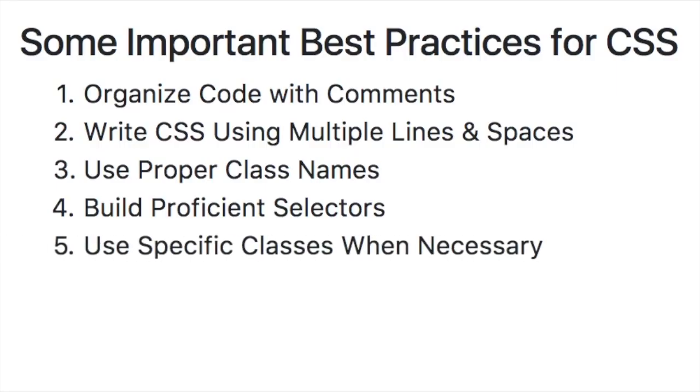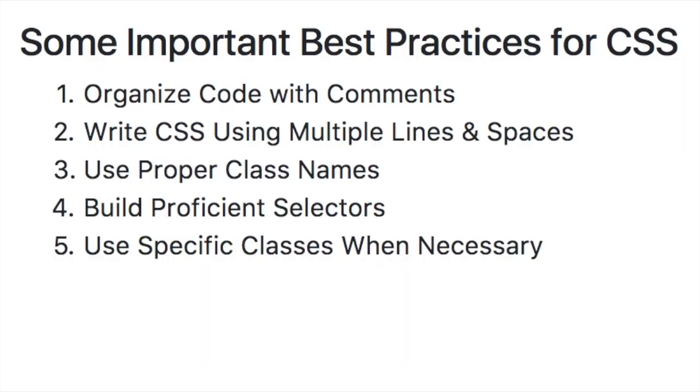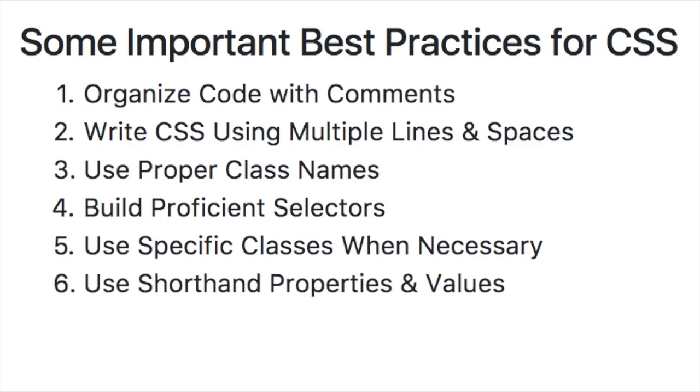Number 5 is using specific classes when we need to. While applying a class to a targeted element may create more code within HTML, it will render your code faster. In our example, our selector is very long, but we should just apply a class name to that element so we can style it. Number 6 is using shorthand property and values.